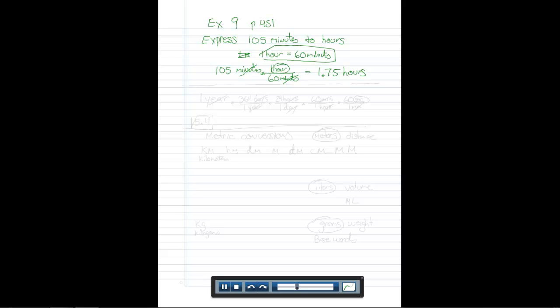I took 105 fraction 60 and then I left it as a fraction. And then when I typed in 105 divided by 60, it gave me the decimal. So the fraction key would give it as a fraction. The decimal key is a decimal for divide.